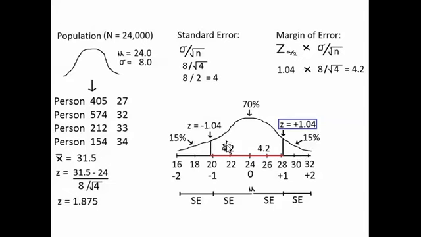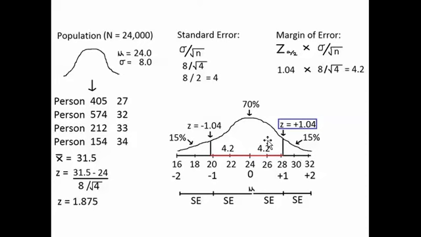Second, this margin of error is telling us that if we randomly select a sample of 4 people from this population and record their ages, we have a 70% chance, or a 0.70 probability, of getting a sample mean within 4.2 of the population mean in this middle area. We have a 15% chance, or a 0.15 probability, of getting a sample mean more than 4.2 below the population mean out here. And we have a 15% chance, or a 0.15 probability, of getting a sample mean more than 4.2 above the population mean out here.